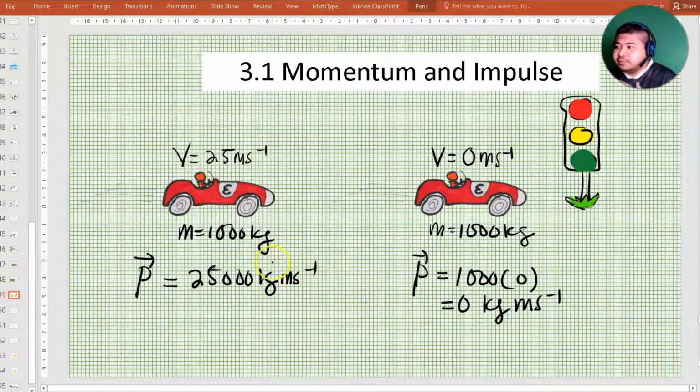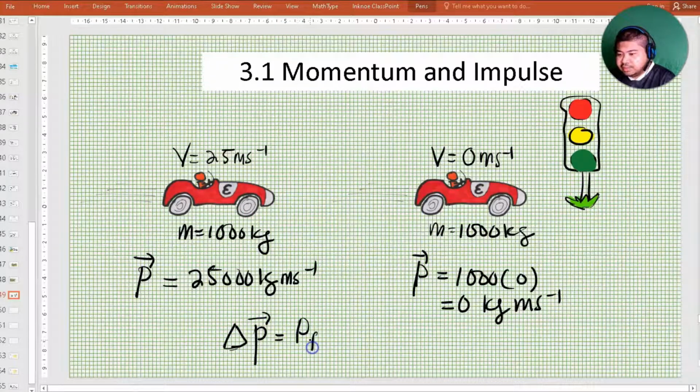As you can see from this example, to change the momentum, the amount of motion that an object has, you need to apply a force. Now if we calculate the change in the momentum, delta P, the symbol delta here represents the change, alright, so change in momentum. To find the change, we have to subtract the initial momentum from the final momentum. So P final minus the initial momentum.